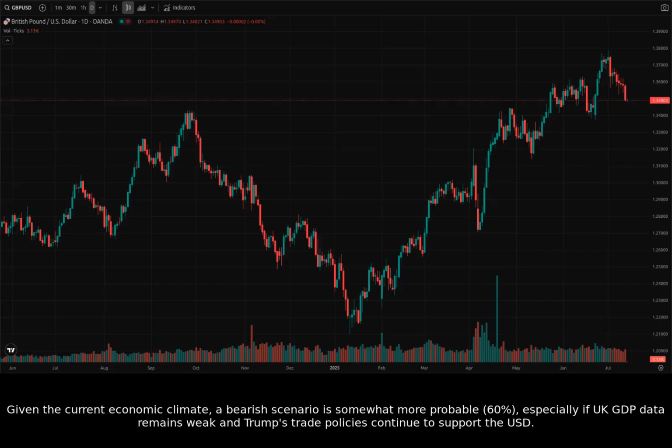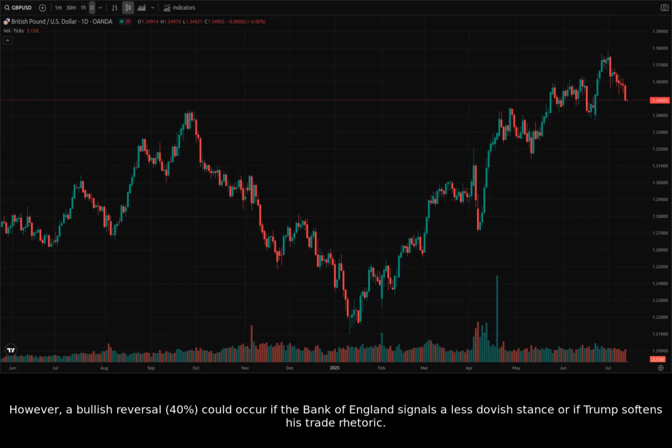Given the current economic climate, a bearish scenario is somewhat more probable, 60%, especially if UK GDP data remains weak and Trump's trade policies continue to support the USD. However, a bullish reversal, 40%, could occur if the Bank of England signals a less dovish stance or if Trump softens his trade rhetoric.